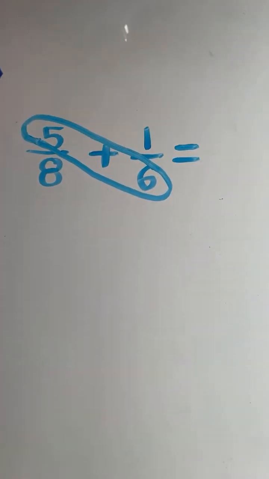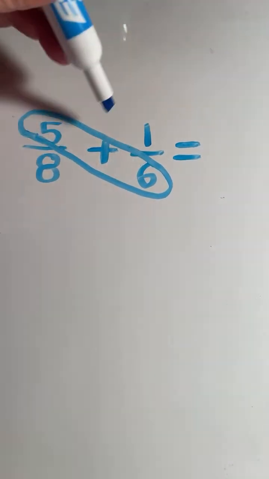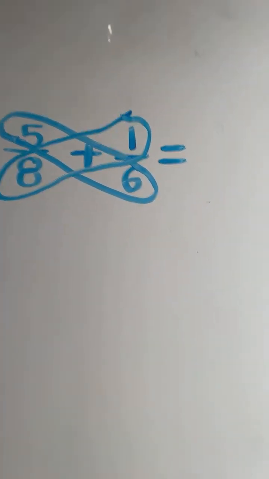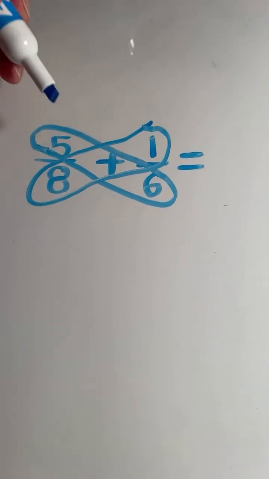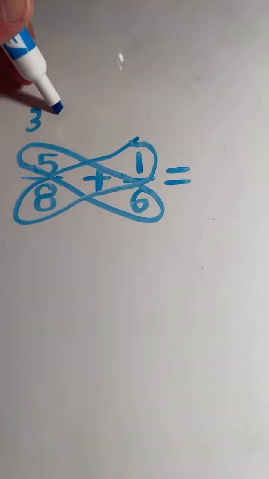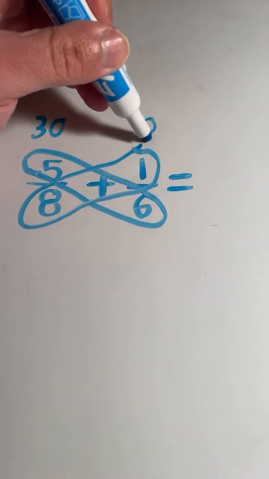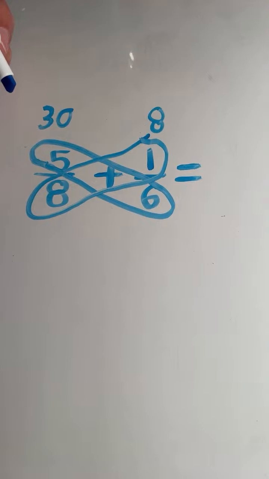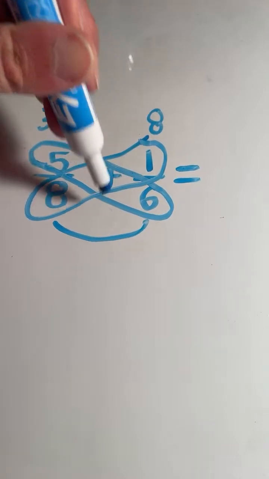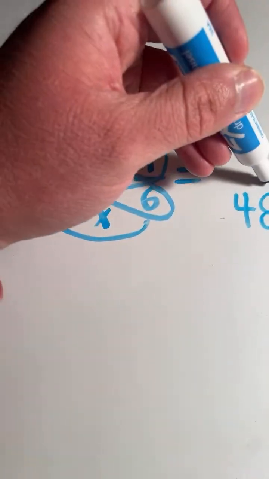So what we're going to do is cross multiply. We're going to multiply the numerator times the opposite denominator. So 5 times 6 equals 30. 8 times 1 equals 8. And to find our common denominator, we have to multiply 8 times 6. So 8 times 6 equals 48. So 48 is our common denominator.